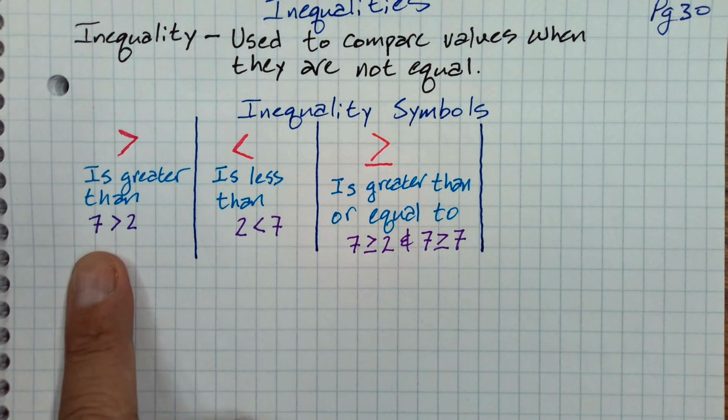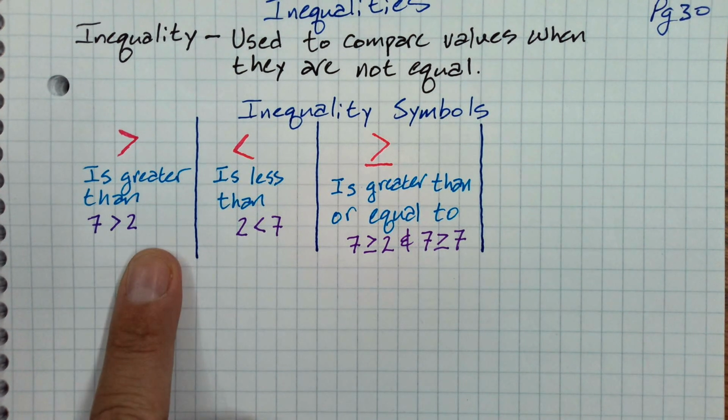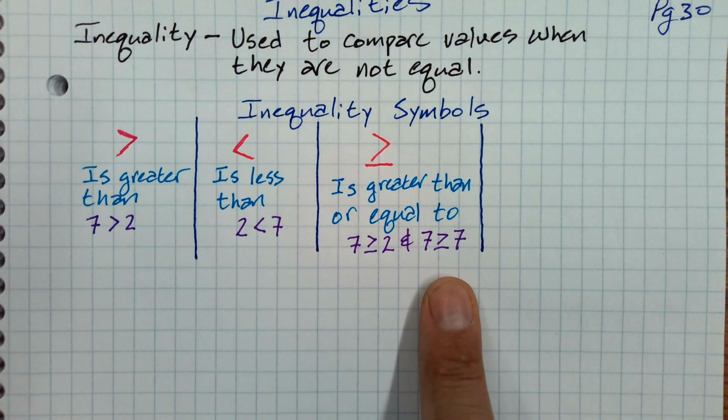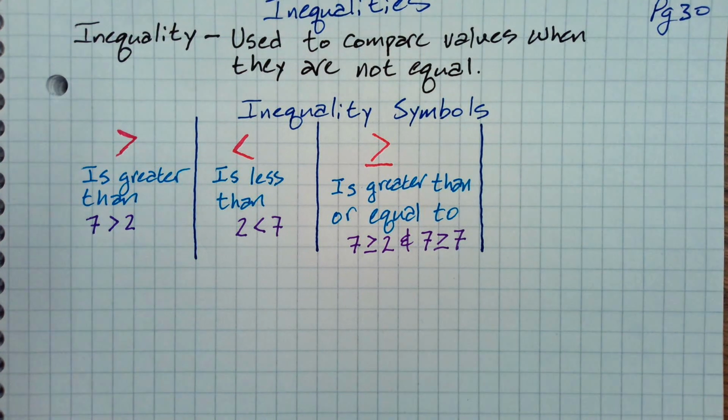We couldn't say that with this one. I couldn't say 7 is greater than 7. That's not true. But 7 is greater than or equal to 7. The equal to part is the part that works. Does that make sense? Okay. It's a little change. It's a little refinement, but it's going to make a big difference.